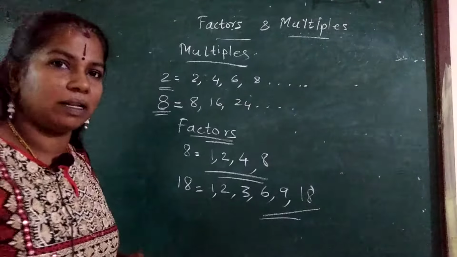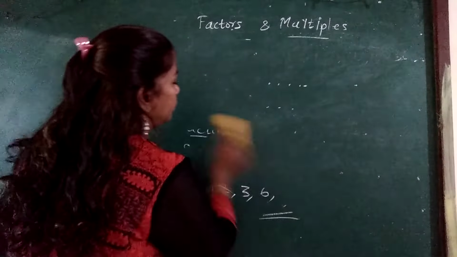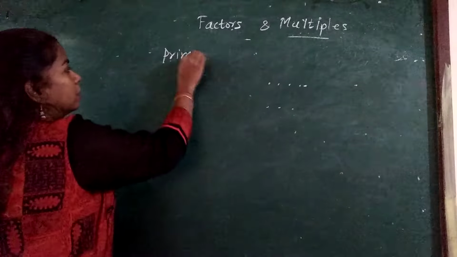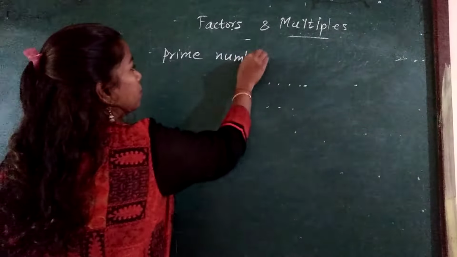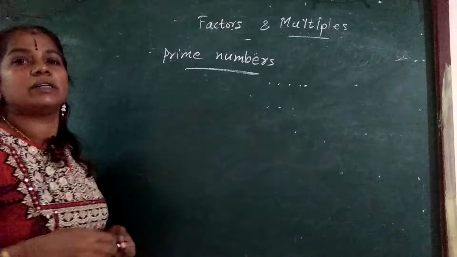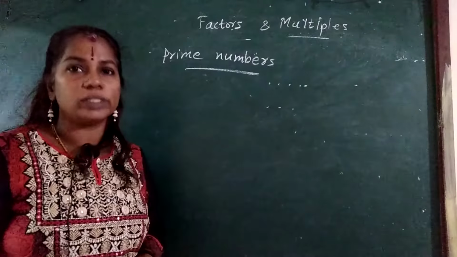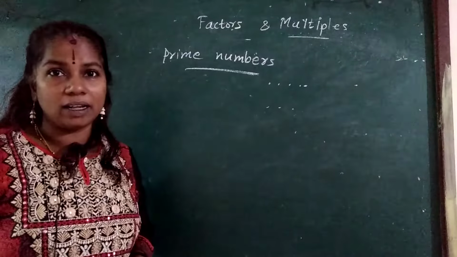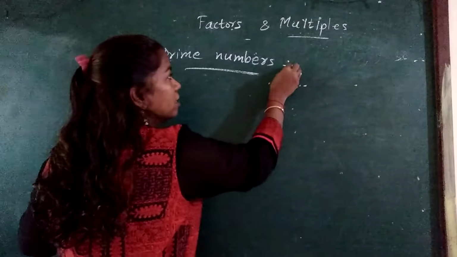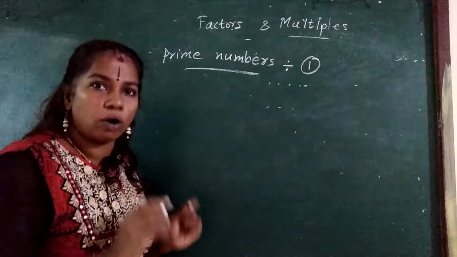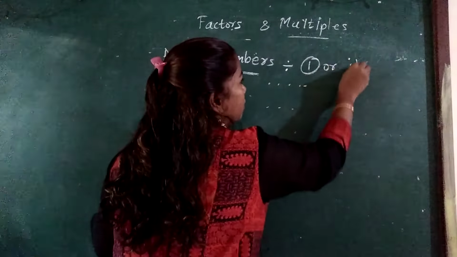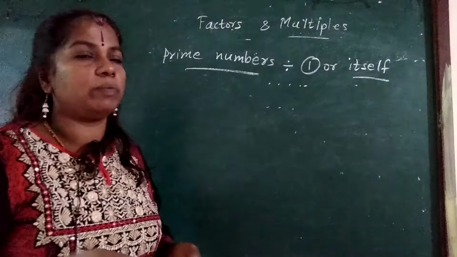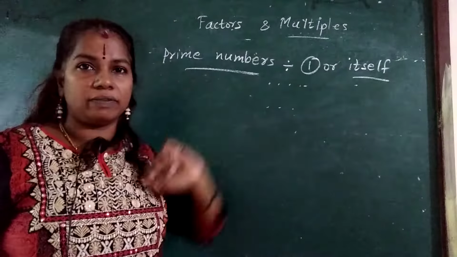In this place, I will tell you one more topic which will help you to find the factors in a better manner. Okay? So that is prime numbers. What are prime numbers? Prime numbers are those which are divisible only by 1 or the number itself. What I said? It will be divisible by 1 or the number itself.